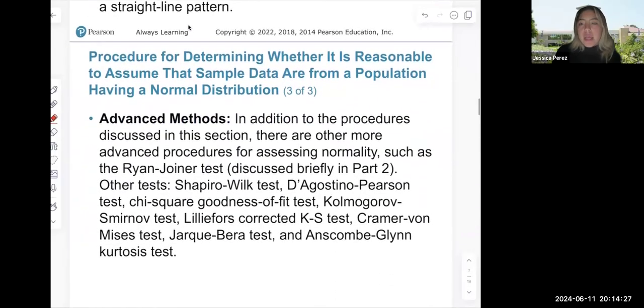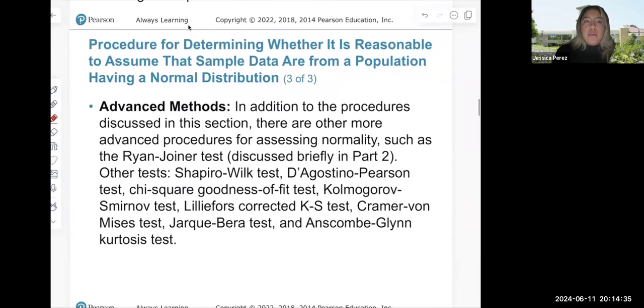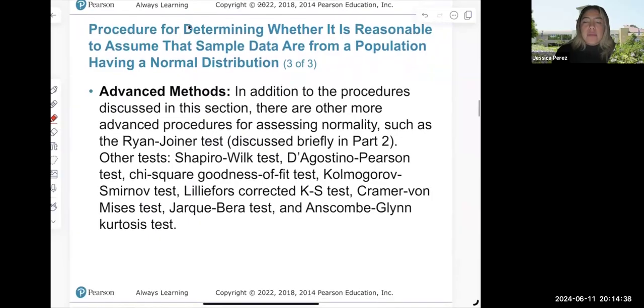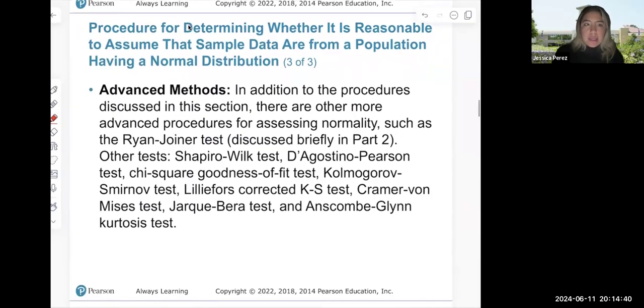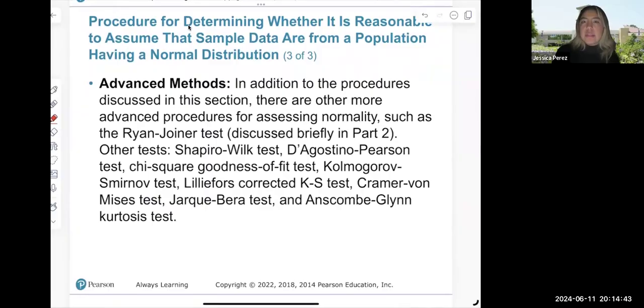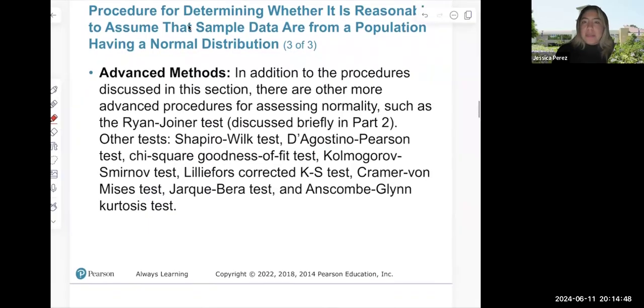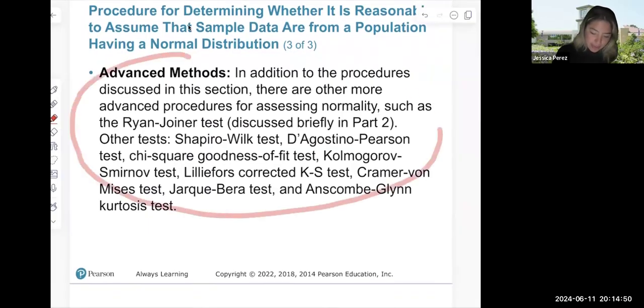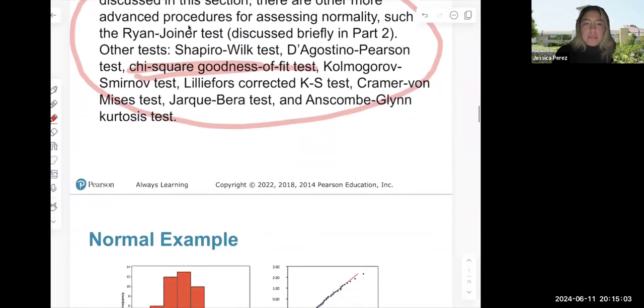Another way to distinguish whether something is a normal distribution: there are more advanced procedures for assessing normality. They are the Ryan-Joiner test, the Shapiro-Wilk test, and the D'Agostino-Pearson test, and the chi-square goodness of fit test. We're not going to be talking about those; these are more advanced methods. We will be using chi-squared goodness of fit, but that's at the end of chapter 10, so we don't know that yet.